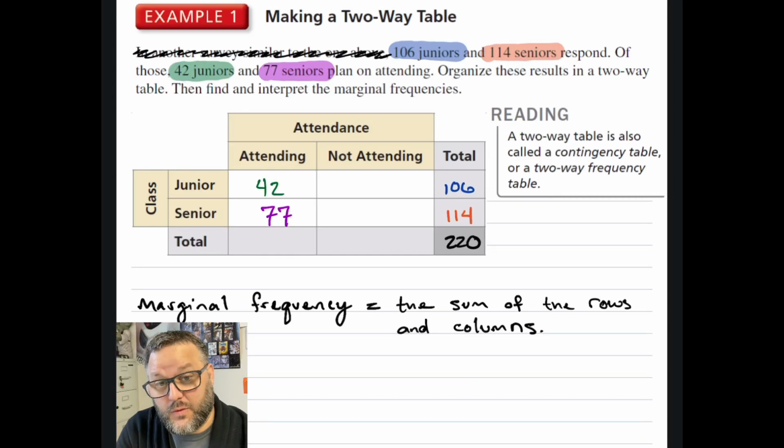All right, ladies and gentlemen, we're talking about 9.3 now. We're in example 1 here. We're going to be talking about two-way tables. That's most of what this chapter and section in this chapter is about. I'm going to stumble over my words apparently.